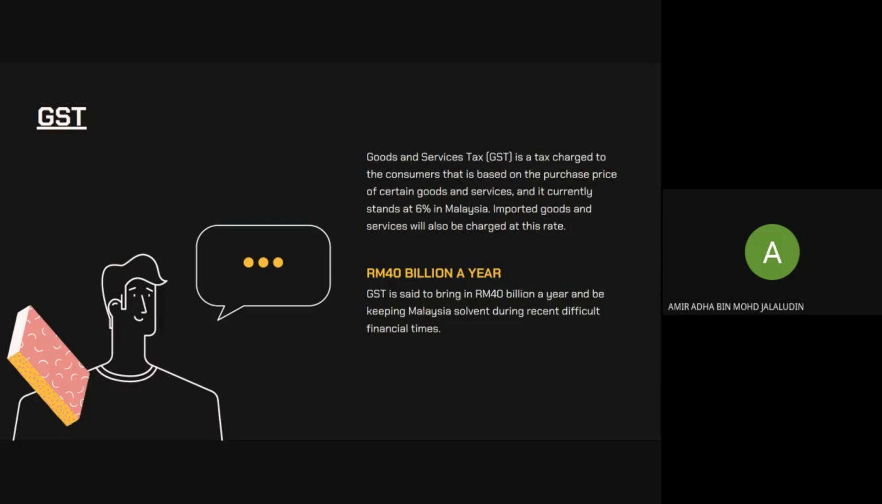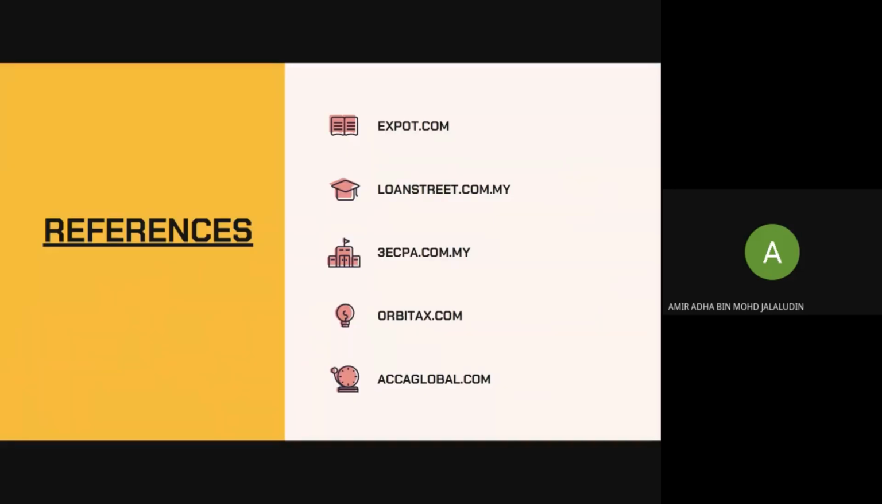But it is still making 40 billion a year to keep our country solvent during recent difficult financial times, such as now, with the pandemic we're having, COVID-19. It has not been fully recovered yet, but because of those taxes, all that money, the government can help us with some money to help us go through our daily life and daily spending, since some of us don't have to go to work or something like that, right? Okay, so I think that's all the current issues that I'm going to talk about.